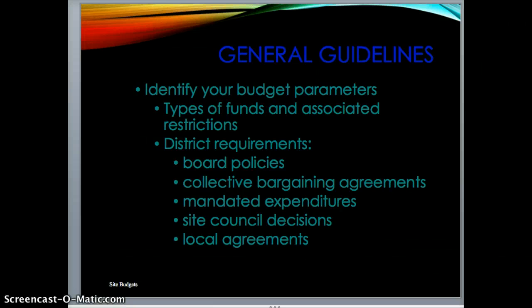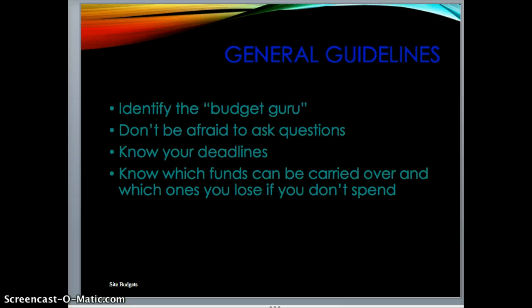General guidelines. When you're looking at your budget, you need to understand and identify your parameters. You know, the types of funds and the restrictions that apply to you. You need to know your district board policies, your collective bargaining agreements, any mandated expenditures that you're going to be required to make, and any local agreements that you have. So you need to identify who the budget guru is in your school so that you know who to ask questions. Know your deadlines and be sure you get to that person well in advance so you don't miss your deadlines. Know which funds can be carried over so that you don't end up giving back funds, and because you don't want to lose them.